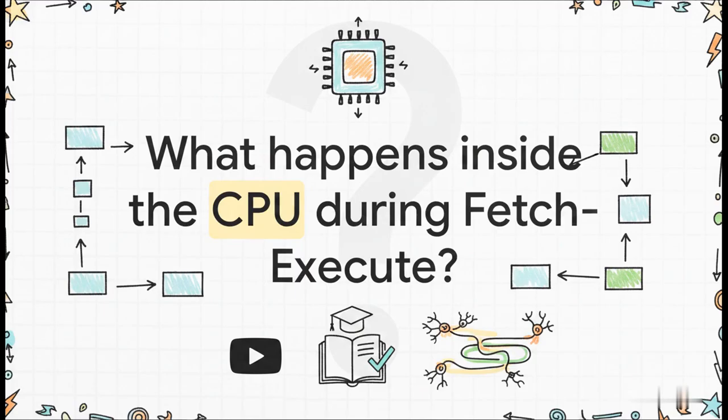But here's a question to leave you with today. You now know exactly how data is stored, but do you know the exact sequence of events that happens inside the CPU matrix during the fetch-execute cycle?